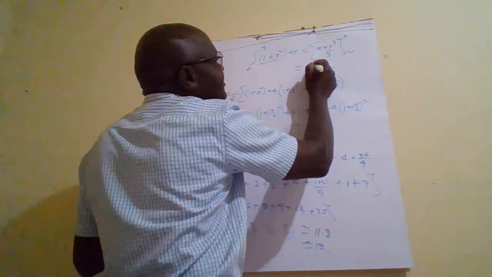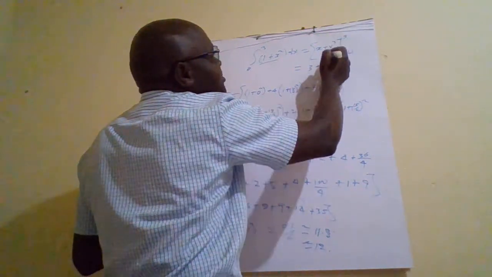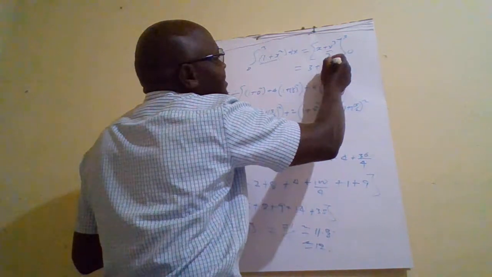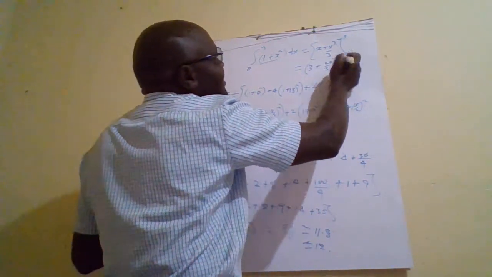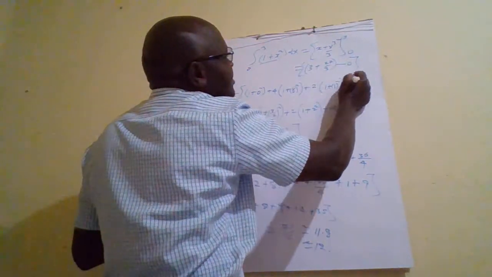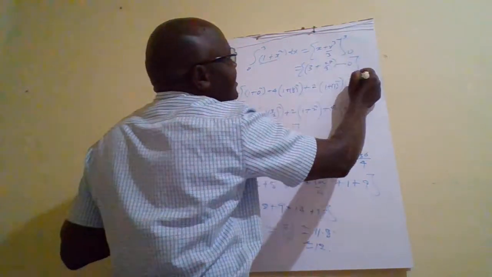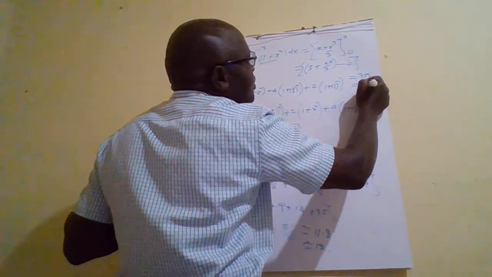So we have 3 plus 3 cubed, so this will be 27 all over 3. Then of course minus, we substitute with 0. So this equals to 3 plus 9, which equals to 12.